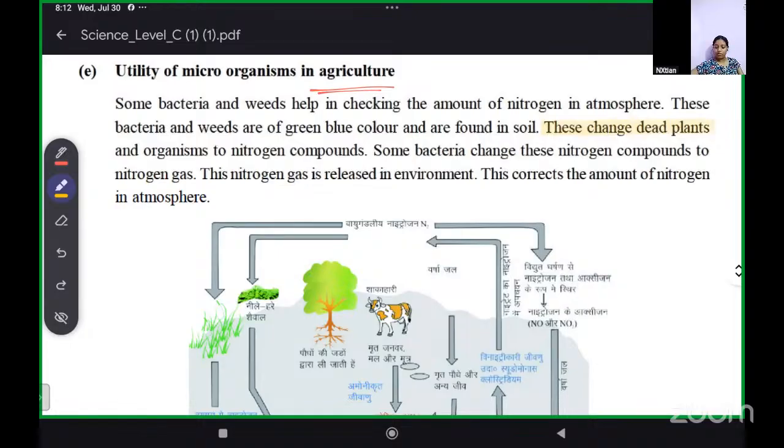Some bacteria and beads change the dead plants and organisms into nitrogen compounds. And then some bacteria will change this nitrogen compound to nitrogen gas, and then the nitrogen gas will be released in the atmosphere, which will balance the amount of nitrogen in the atmosphere. So this is how it helps in maintaining the nitrogen in the air, in the environment.